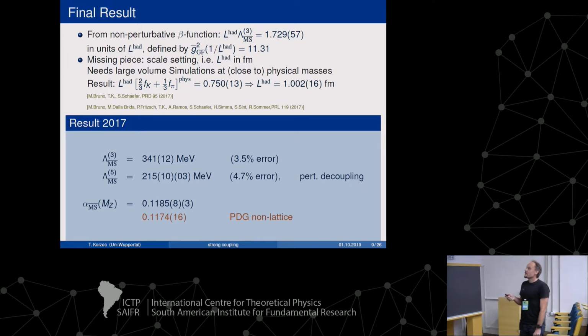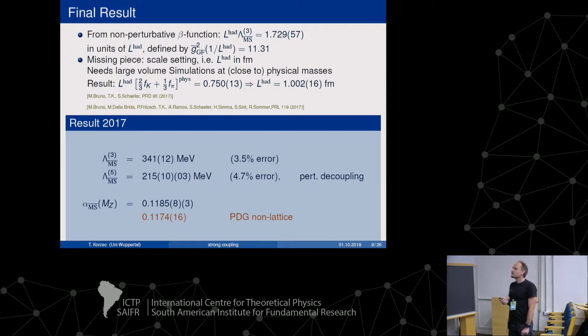Yeah, and the result of this is that in 3 flavor you get this value of the lambda parameter. And to get to 5 flavor, we rely then on perturbative decoupling, which will be the topic of the next section.